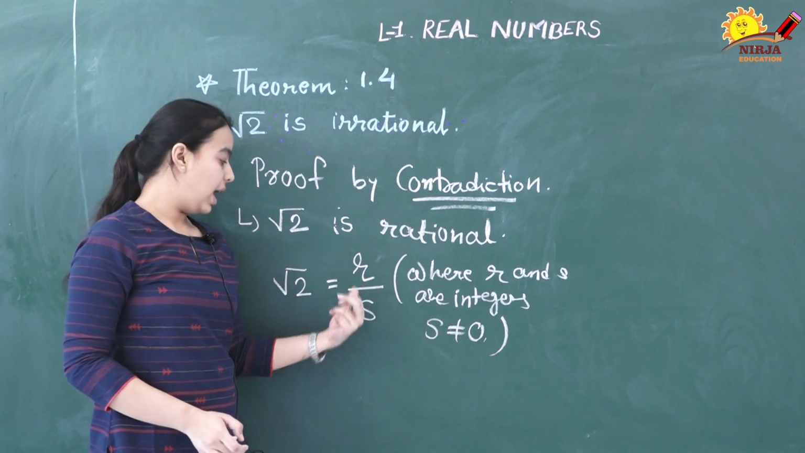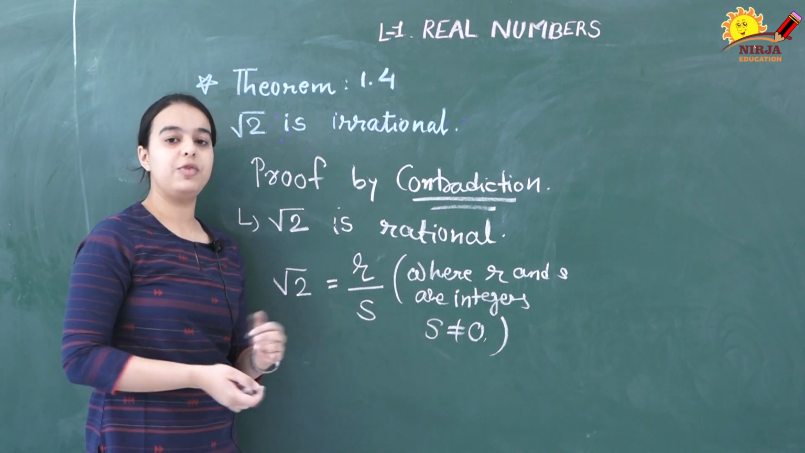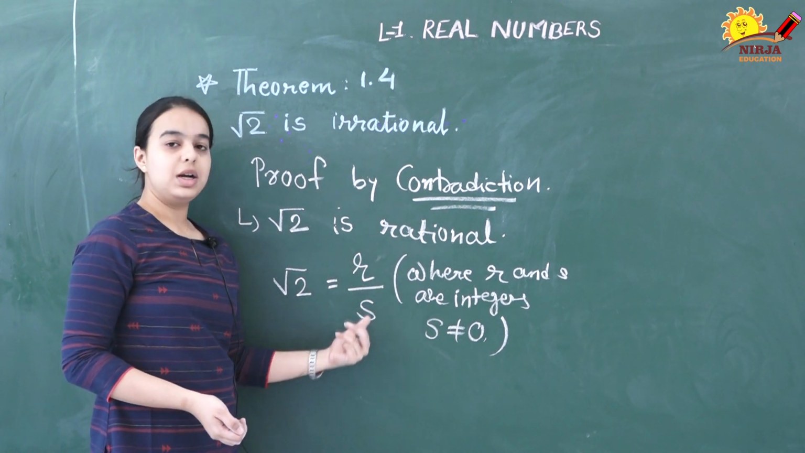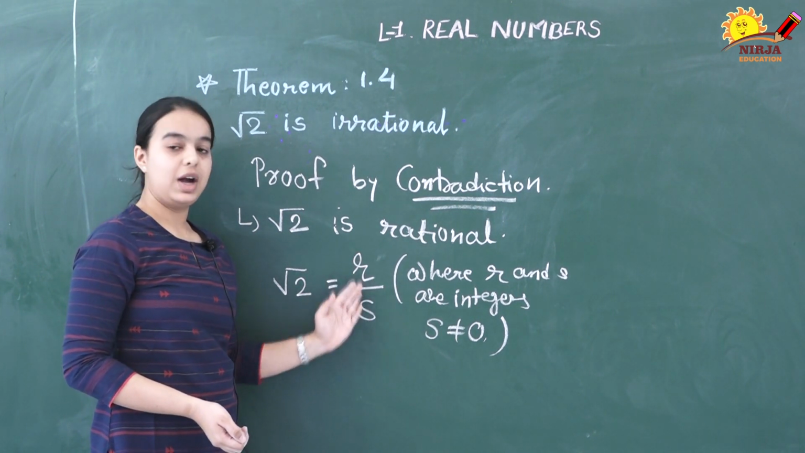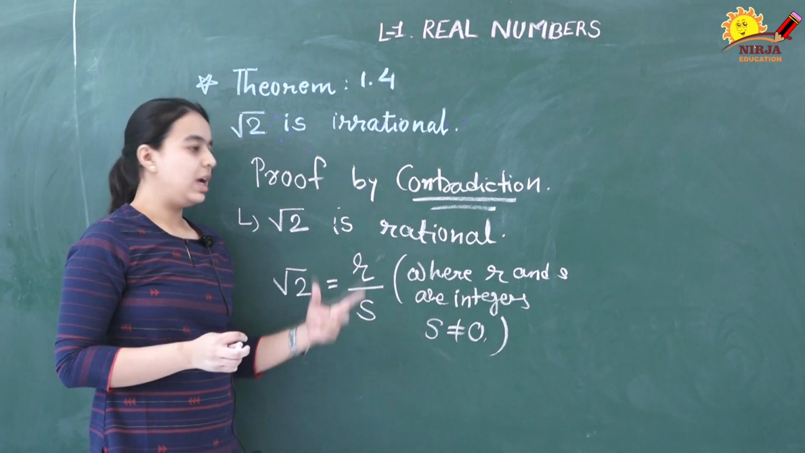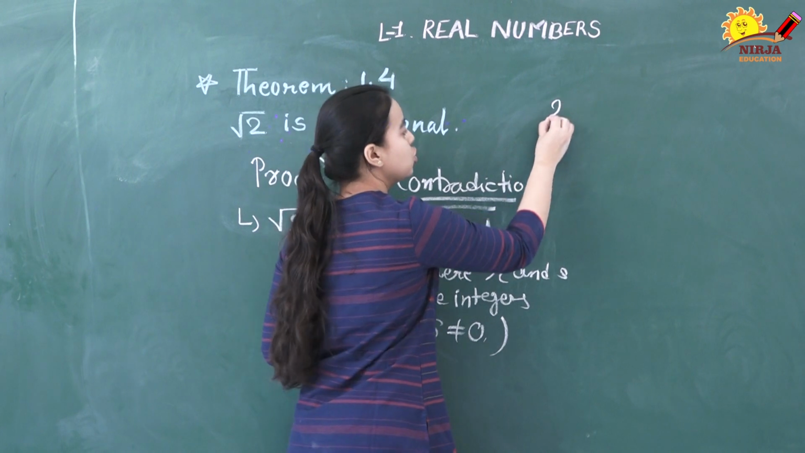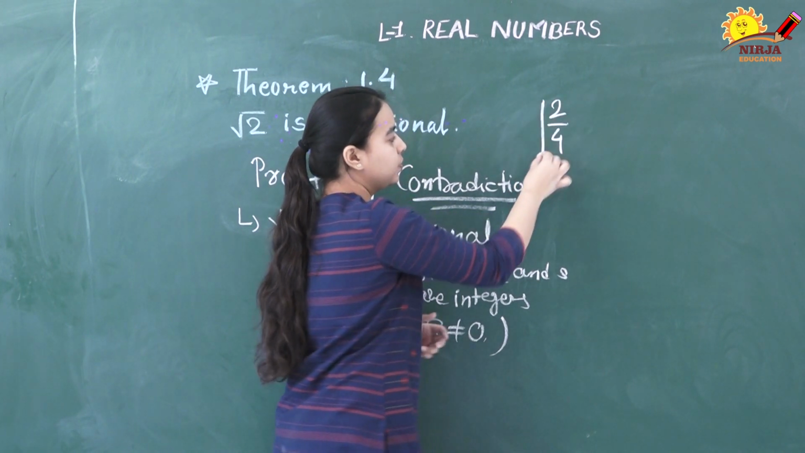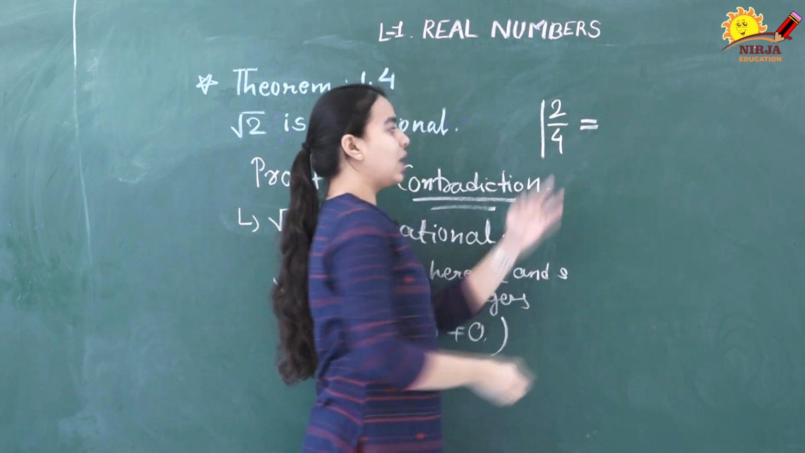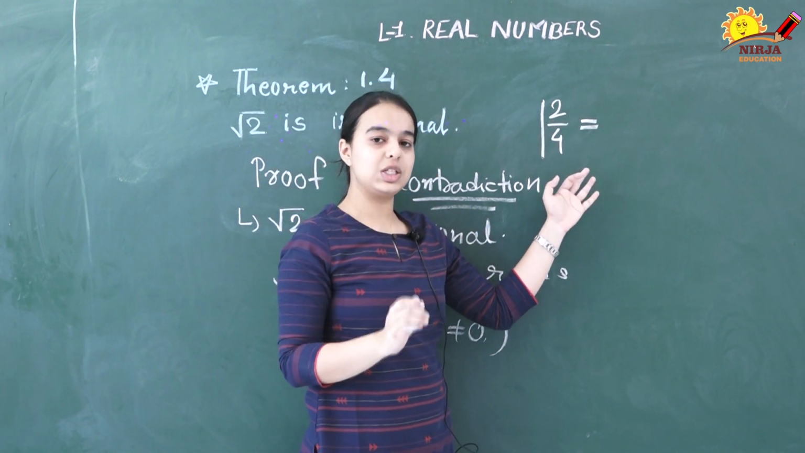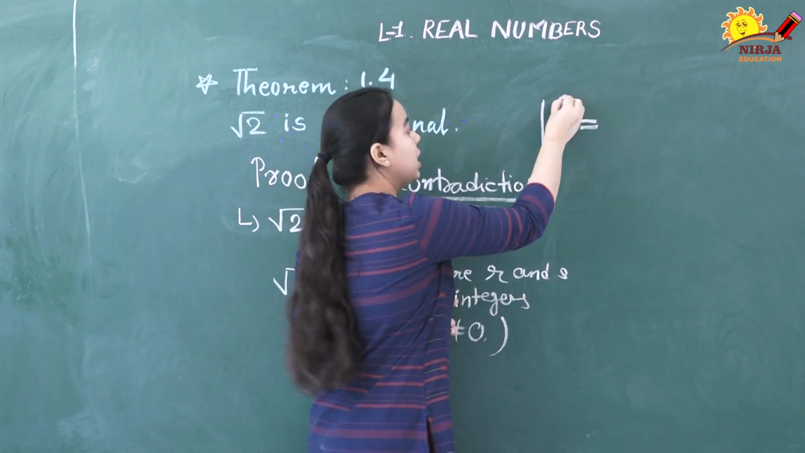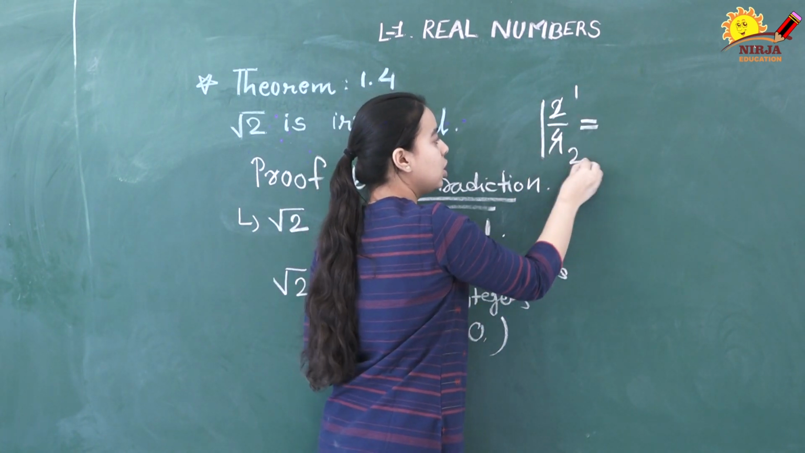Suppose this r and s have a common factor. If any number has a common factor, then we can divide that number by that common factor. Let me explain with one example. Here I am writing 2 by 4. 2 by 4 has 2 as a common factor. So if I write these numbers in their smallest form, I divide both sides by 2. Here I will get 1, here I will get 2.